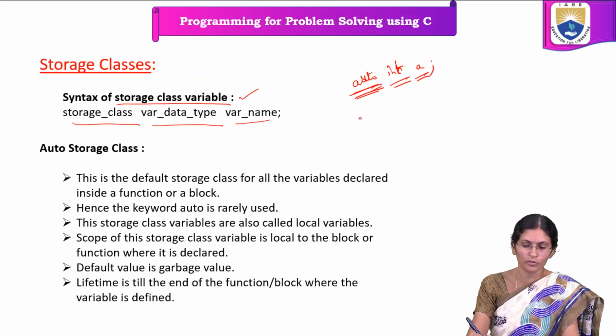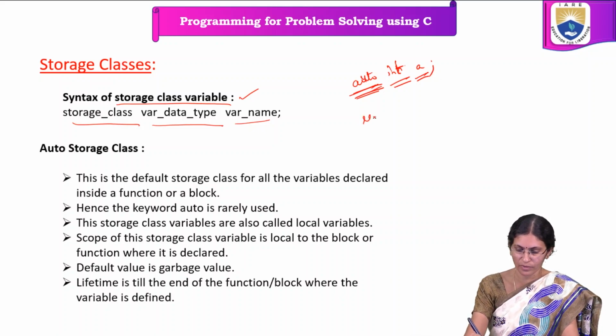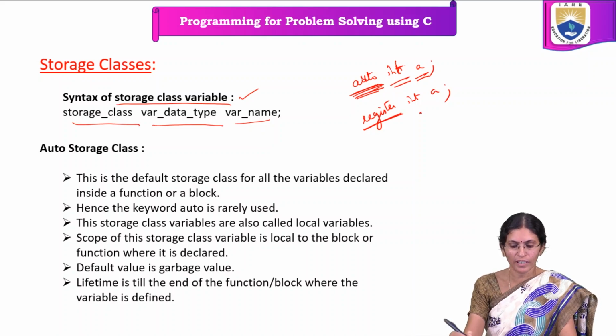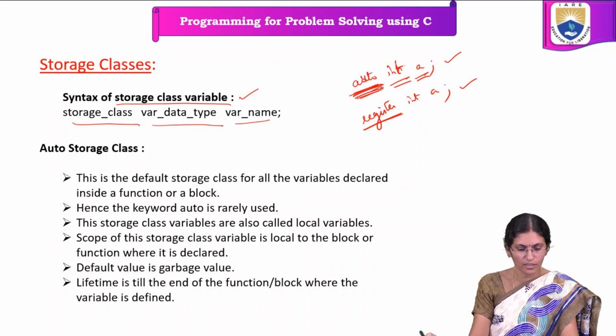If you want to declare the variable as a register variable belonging to register storage class, then register int a. So this variable belongs to register storage class. Based upon the storage class, the properties of the variable will be different: where the variable will be stored, the scope of the variable, the lifetime of the variable, and the visibility of the variable, etc. All these features will be different for different storage class variables.